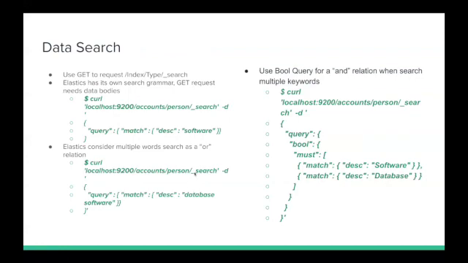And if we want to search for an AND relationship, when we search for multiple keywords, we have to use an interesting query called bool query. So in the example on the right side here, we use a bool query. The given code means we are searching for software and database together. So all the output from the database will only be the terms that contain software and database.